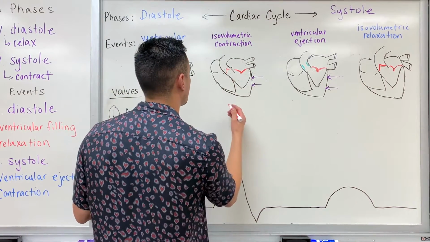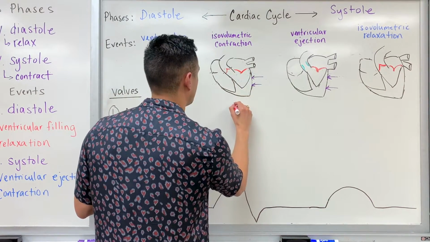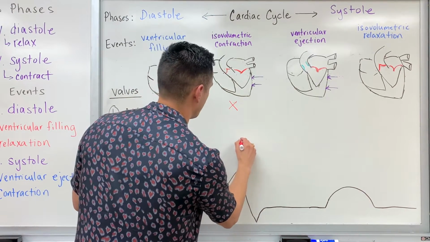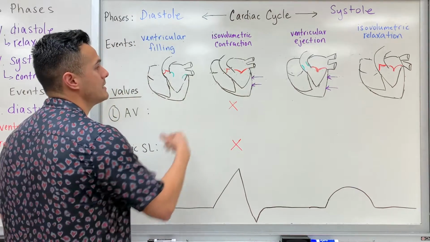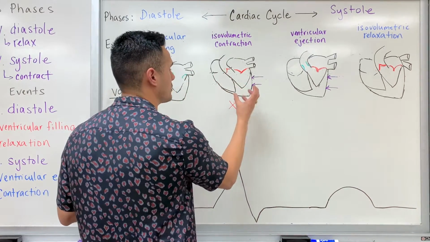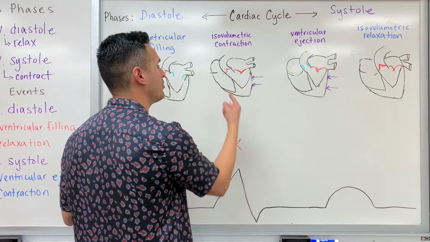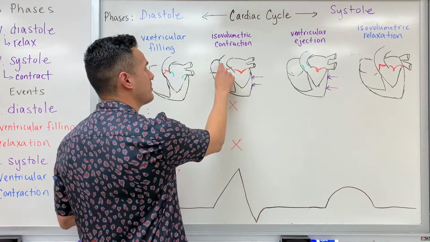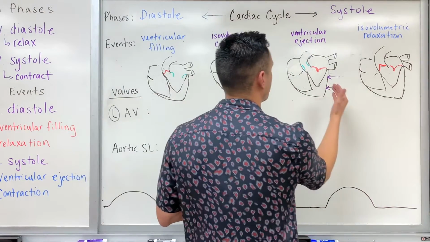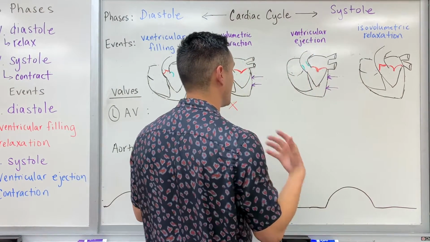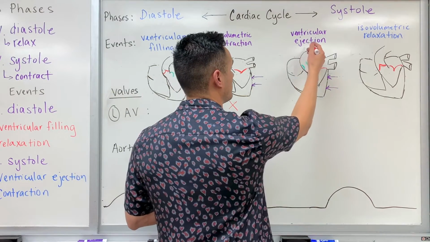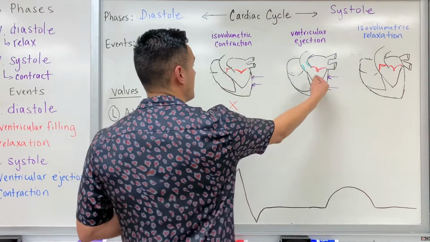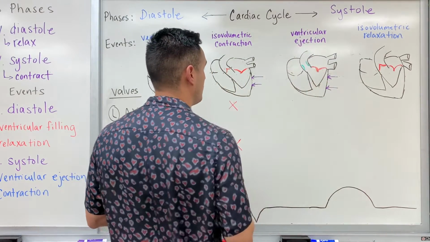So when you go through isovolumetric contraction, the left AV valve is going to be closed, as well as the aortic semilunar valve. It's going to be closed because during this time, the ventricles are contracting and we're increasing the pressure in order for the left ventricle to have a higher pressure compared to the aorta in order to transition to ventricular ejection.